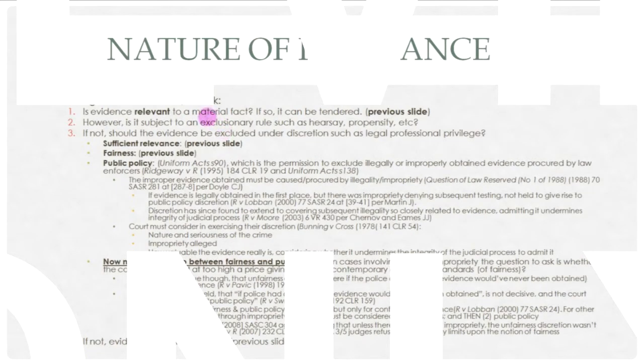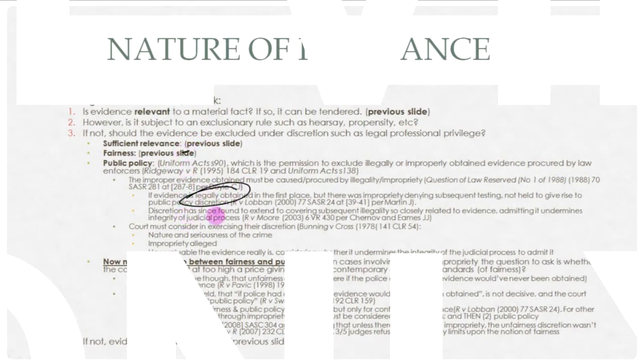So public policy, Uniform Act section 90, which is the permission to exclude illegally or improperly obtained evidence procured by law enforcement, and the Uniform Act section 138. So the improper evidence obtained must be caused or procured by illegality or impropriety. So that's Question of Law Reserved number 1 of 1988 per Chief Justice Doyle. If evidence is legally obtained in the first place, but there was impropriety denying subsequent testing, not held to give rise to public policy discretion. And it's R and Loban, per Justice Martin. So where there's legal obtaining, then it's fine, basically, in this scenario.